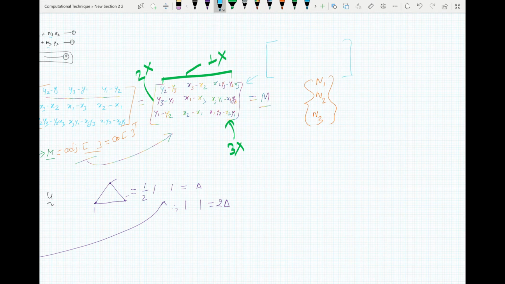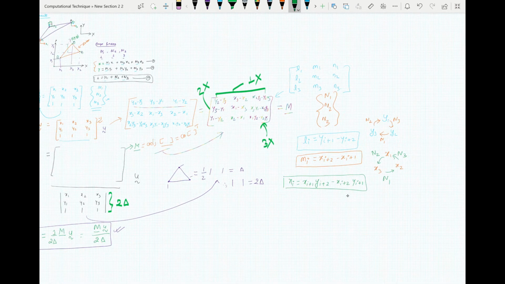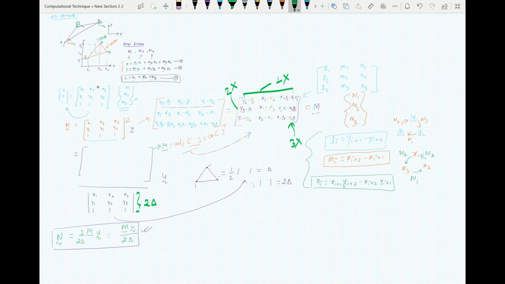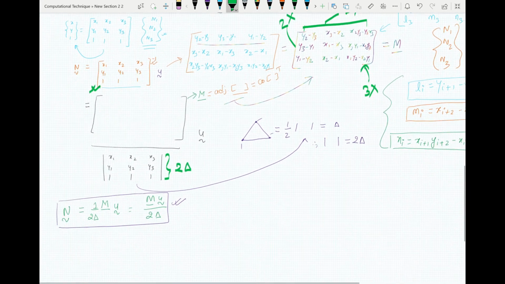You can write here L1, M1, N1, L2, M2, N2 and L3, M3 and N3. Generally you'll have your calculator with you, so you actually don't need to find these values. You can directly find the inverse of this matrix easily using your calculator. So this is just a derivation of our general solution.